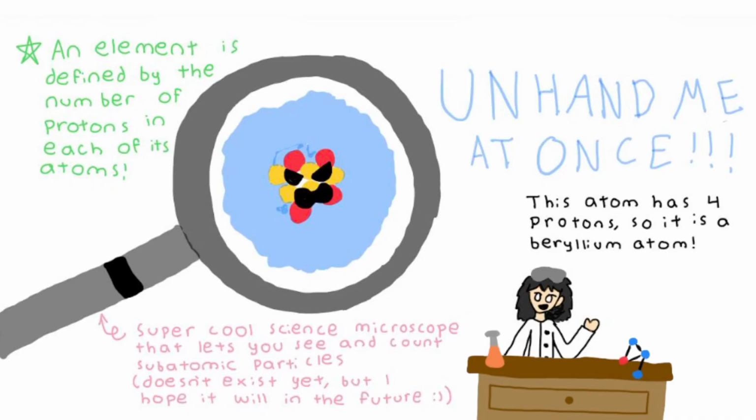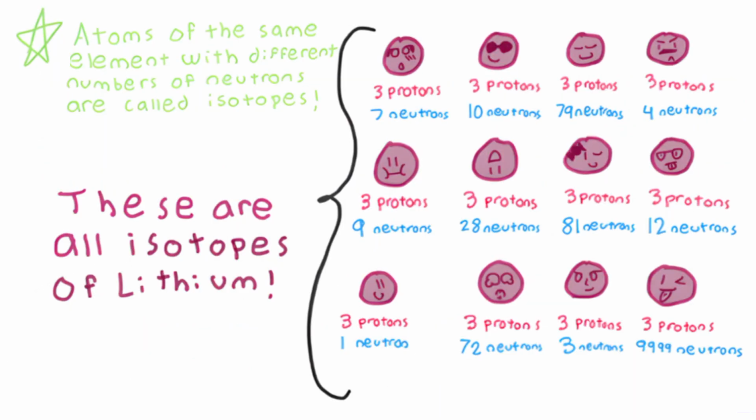Even though the number of protons in an element always stays the same, the same can't be said for neutrons. Atoms of the same element with different numbers of neutrons are called isotopes. As you can see, an element can have lots of different isotopes. Isotopes have varying masses, and their properties are usually similar but not always identical. Some isotopes are naturally occurring while others are not.